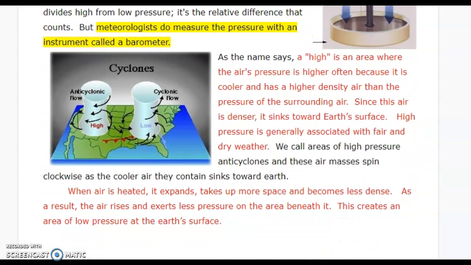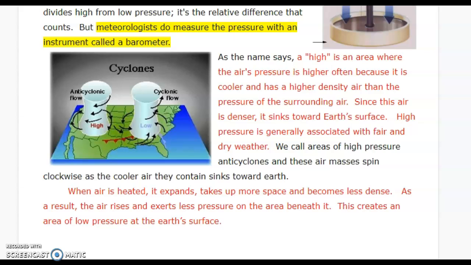As the name says, a high is an area where the air's pressure is higher, often because it is cooler and has a higher density than the pressure of the surrounding air. Since this air is denser, it sinks towards Earth's surface. High pressure is generally associated with fair and dry weather. We call areas of high pressure anticyclones, and these air masses spin clockwise as the cooler air they contain sinks toward Earth.